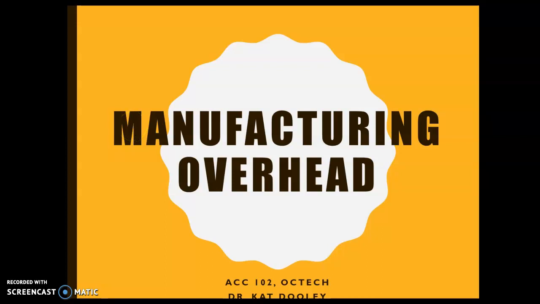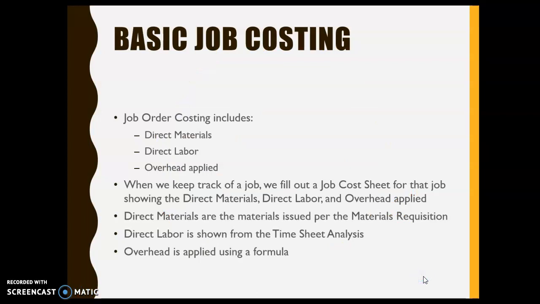Last week, we looked at job order costing, and in that PowerPoint we looked at the basics of overhead. So let's look at overhead in a little more detail. We know that job order costing includes the direct materials, the direct labor, and the applied overhead for any particular job, which make up the total cost of that job.